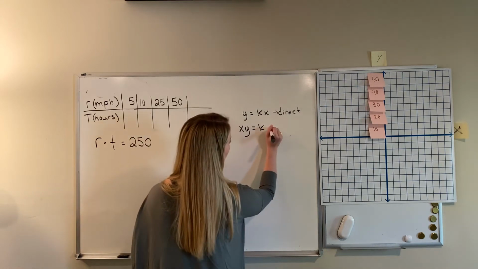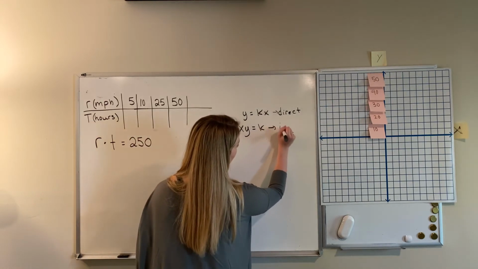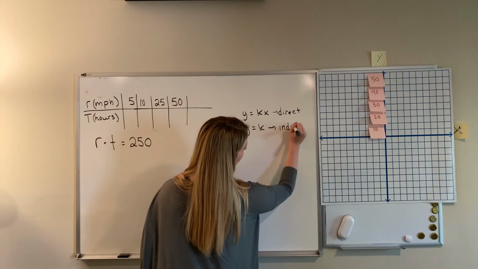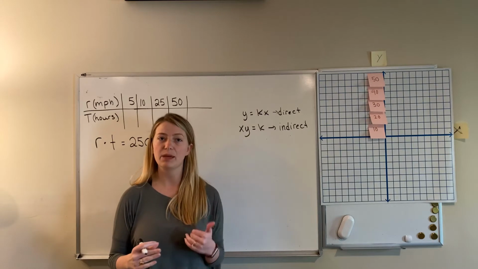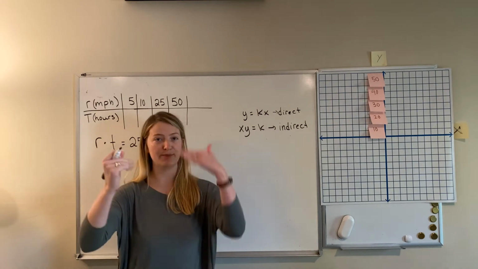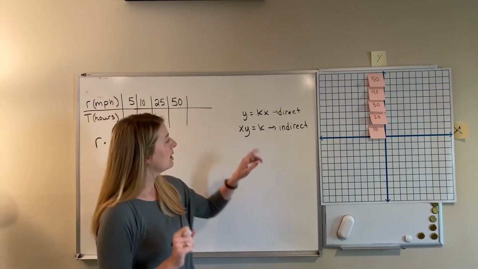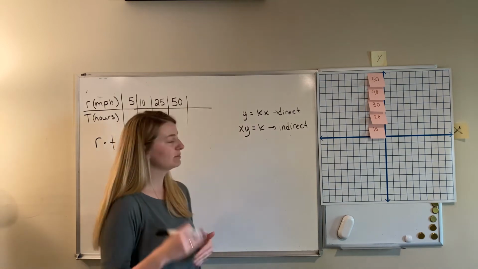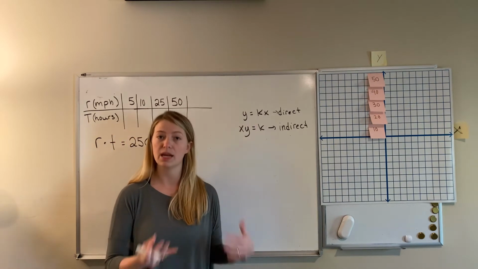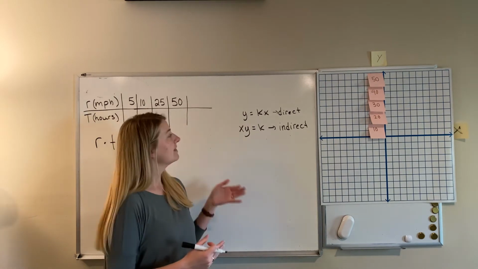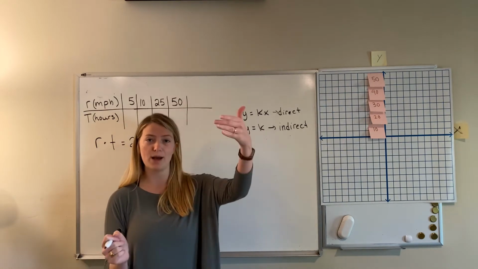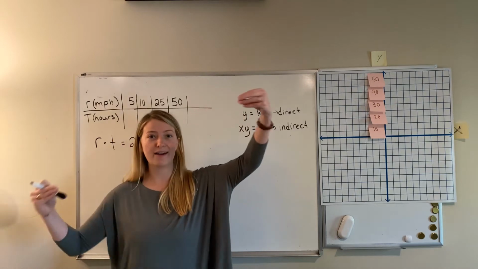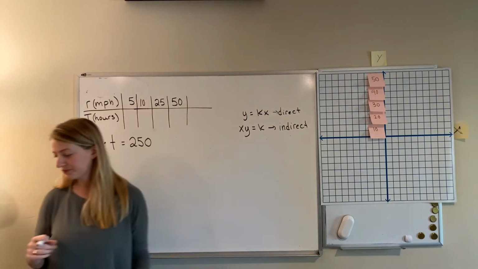And if we end up with a formula that looks like this, we're said to have inverse variation. Direct variation again means as one gets bigger, the other gets bigger, and we're walking up the ladder together. But if we find ourselves with x times y equals k, where k is a constant, meaning an actual number, then as x gets bigger, y gets smaller. Or as y gets bigger, x gets smaller. We're walking in opposite directions on this ladder.